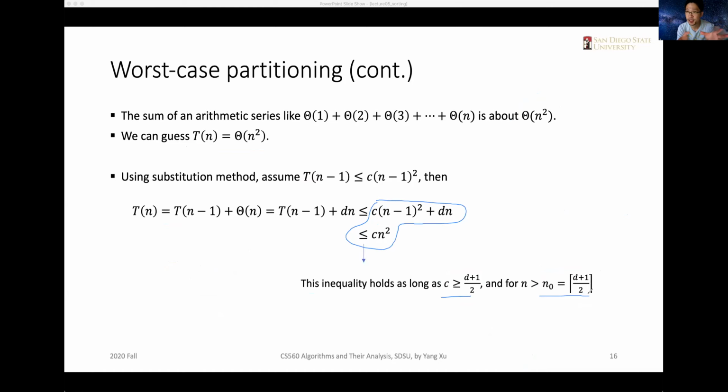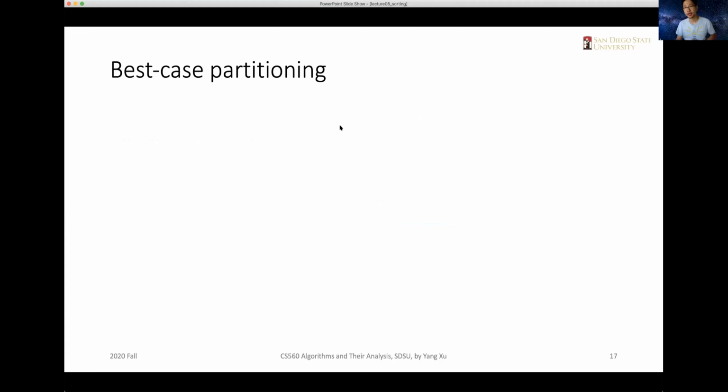So the first step of the mathematical induction should be done, and as the conclusion, the running time T of n should be bounded by the quadratic running time. Okay, so that's the point of using the substitution method, which means our guess for the upper bound is correct. And that's how we deal with the worst case running time for the quicksort algorithm.